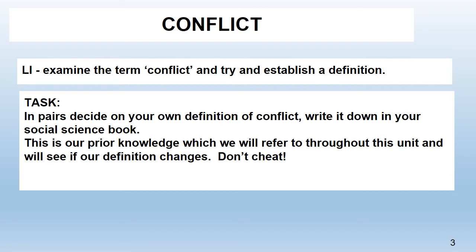So our learning intention today is to examine the term conflict and try and establish a definition. Your task, first of all, is with your partner. Decide on your own definition of conflict. Write it down in your social science book. All right, this is our prior knowledge, which we will come back to when we look further into this unit. I don't want you to cheat. I know that you can all go to Google and quickly find the definition, but I don't want you to do that. And we'll talk about that a little bit later on. So you need to, with your partner, decide what the definition is and write it down in your book.